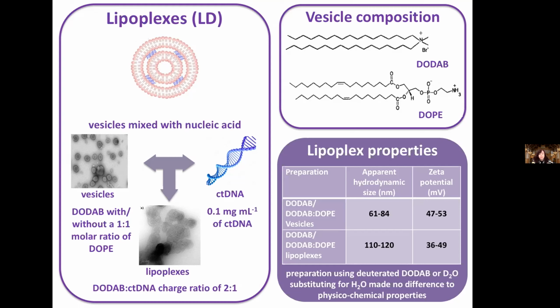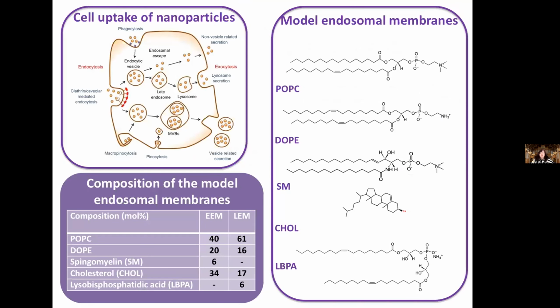We routinely characterize these lipopolyplexes, and typically they're of the order of 110 to 120 nanometers. If you look on the right-hand side, you'll see mention made of the preparations being no different in the presence of deuterated DODAB or in D2O. And this is just to say I'm going to be talking a little bit later about neutron reflectivity, in which case we actually make the preparations with various states of deuteration. So this is just to tell you that when we do that, it makes no difference to the properties of the particles.